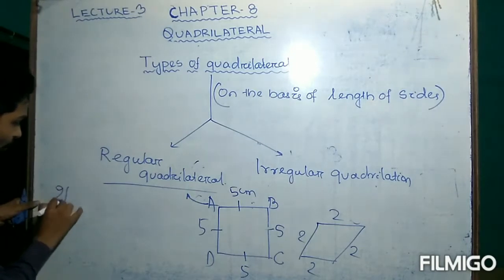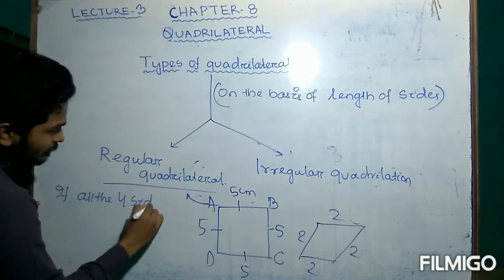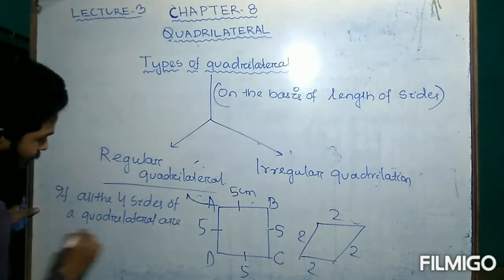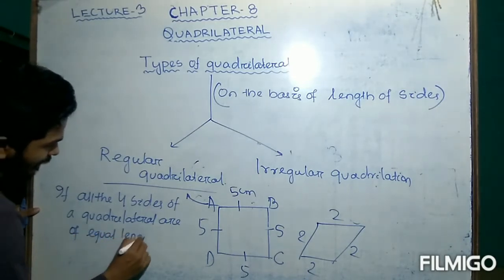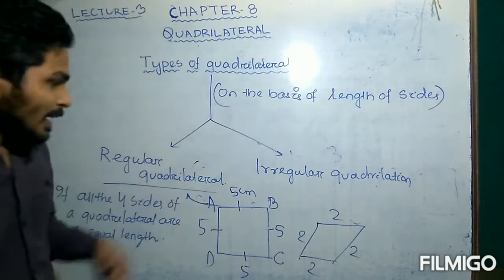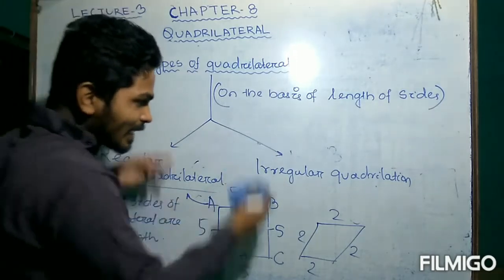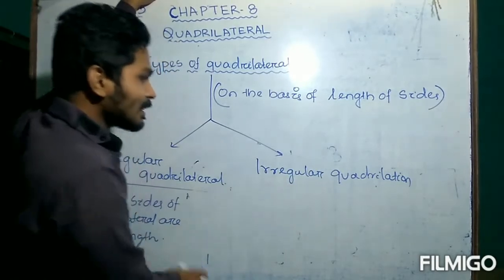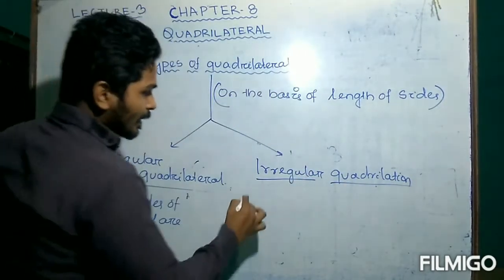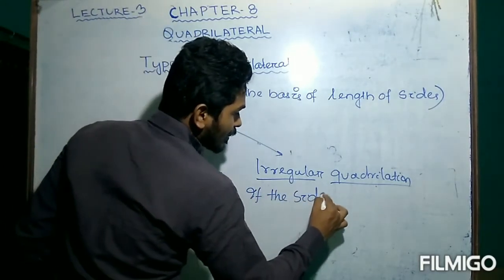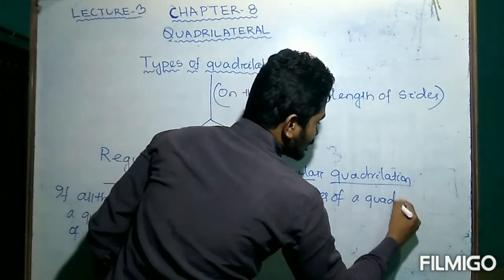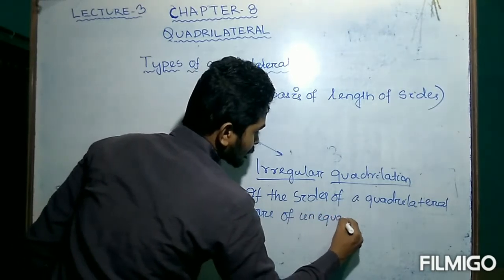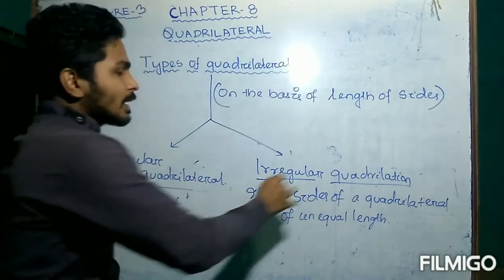So what is a regular quadrilateral? Now we can write, if all the four sides of a quadrilateral are of equal length, then it is known as regular quadrilateral. Now, just opposite concept refers to the irregular quadrilateral. So what is an irregular quadrilateral? The quadrilateral in which the sides are of different length, the sides are of unequal length, then they are known as irregular quadrilateral. If the sides of a quadrilateral are of unequal length, then this type of quadrilateral is known as irregular quadrilateral.